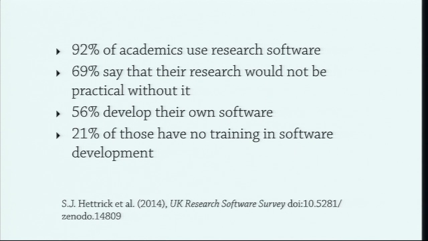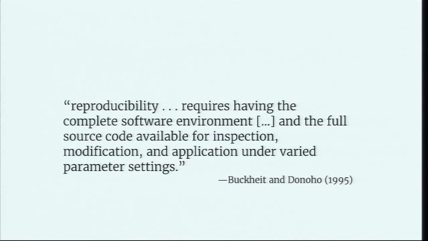Just as an idea of the importance of software in general in science, here are some results from a survey done in the UK in 2014 of some hundreds of researchers in research universities in the United Kingdom. Of those that responded, 92% use research software in their activities. 69% say that the research would not even be practical without software. 56% develop their own software. They're writing their own software, but 21% of those have no training at all in software development. I think that probably is worse in reality. People are mostly self-taught in terms of producing research software.